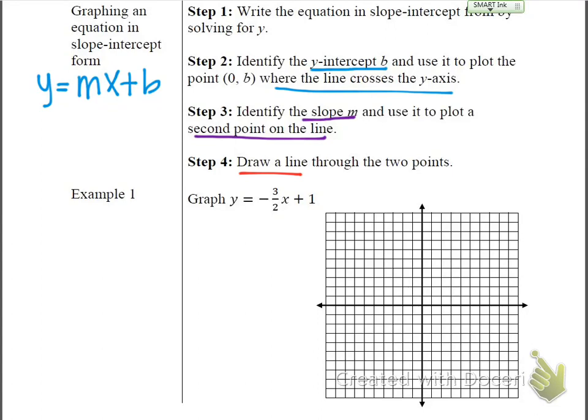Okay, so we are going to graph this line, y equals negative 3 over 2x plus 1. The first step was to get the equation in slope-intercept form. This one is y equals mx plus b, so we're good there. So then our next step would be to find the y-intercept. The y-intercept here is positive 1. So on your graph, starting at 0, 0, you're going to go up 1 space because that's along the y-axis, and put a point there.